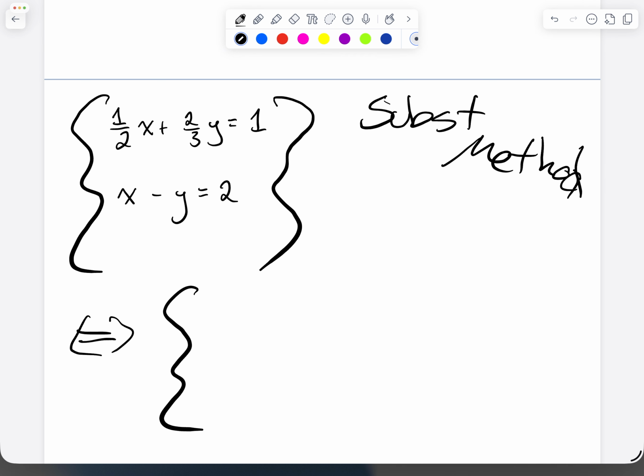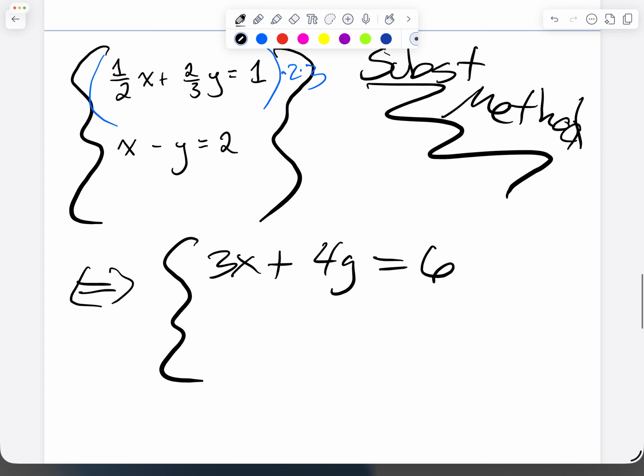One, I'm going to clear the fractions. I'll do this in a different color. Multiply by the 2 and the 3, and then what do we get? The 2's cancel, I got a 3. Here, the 3's cancel, I'm left with two 2's, which we like to call 4, and then 2 times 3 times 1.